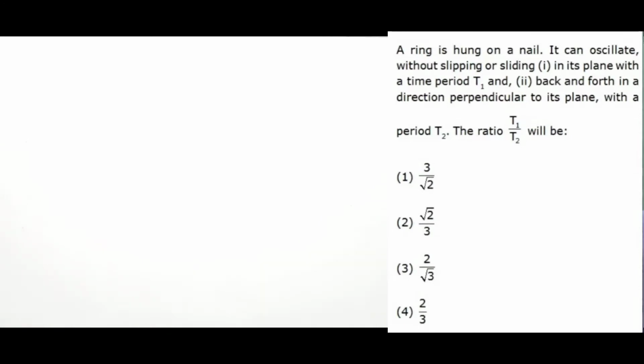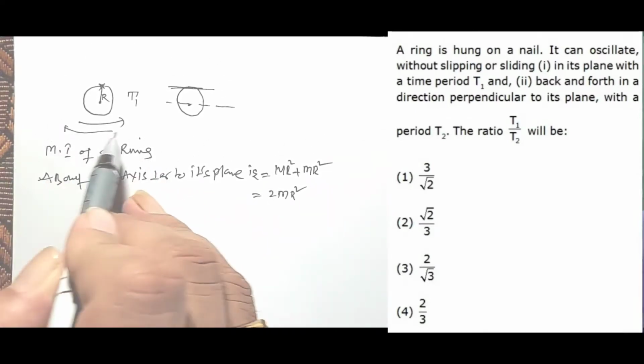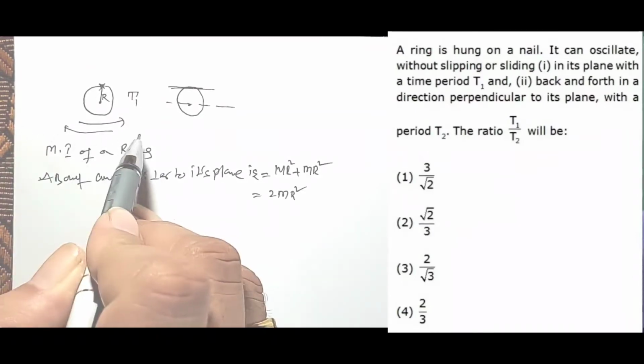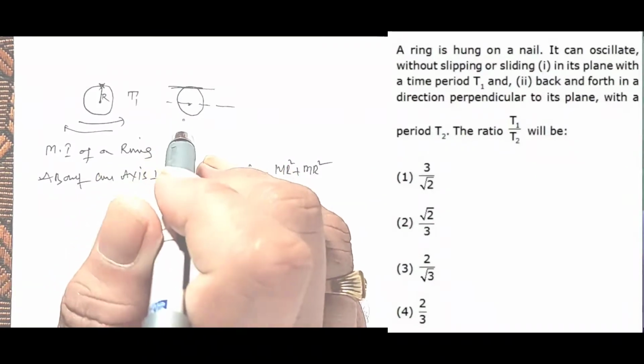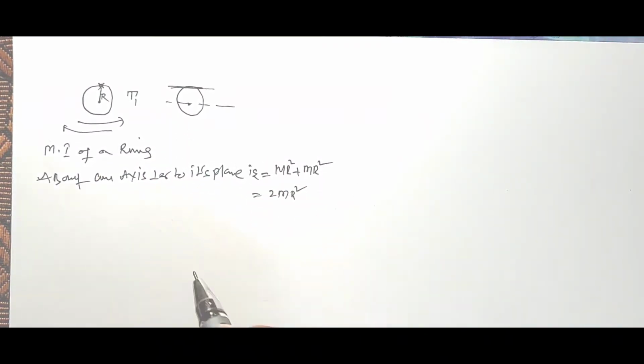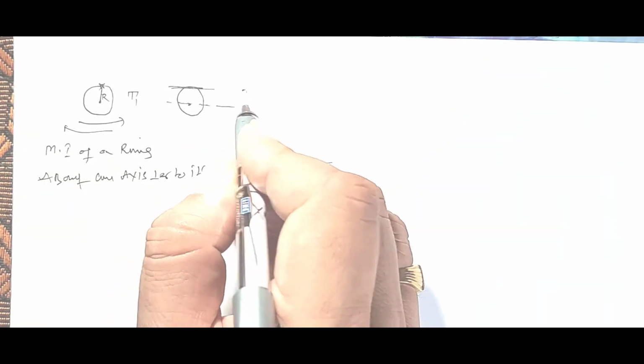A ring is hung on a nail. It can oscillate without slipping or sliding, in its plane with a time period t1, and back and forth in a direction perpendicular to its plane with a time period t2. Then the ratio of t1 by t2 will be? It oscillates to and fro along this direction, but in this case the ring oscillates back and forth. So in this case the time period is t2.